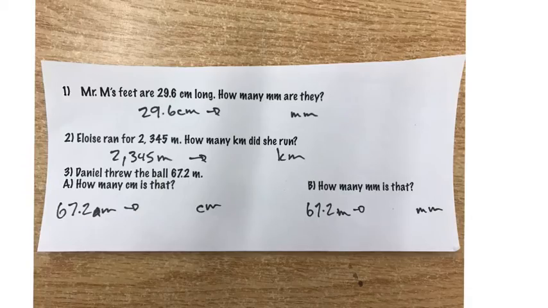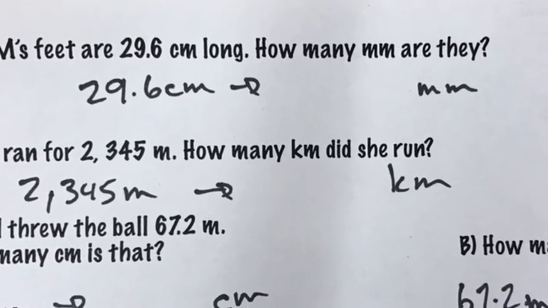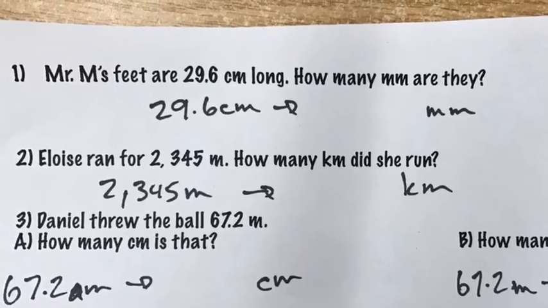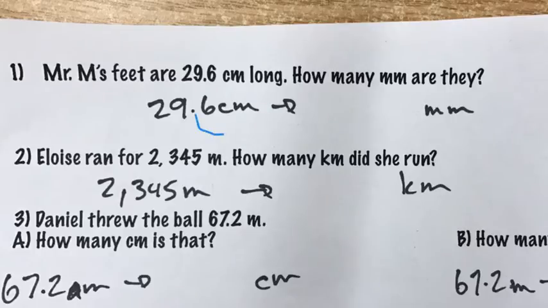Okay, so here are some questions you might see on the test for conversions. Let me get a nice pencil going here. If Mr. M's feet are 29.6 centimeters long, how many millimeters is this? That is one step to the right from centimeters on the steps, going from centimeters to millimeters. So the decimal is going to move one space this way, which ends up with a total of 296 millimeters.